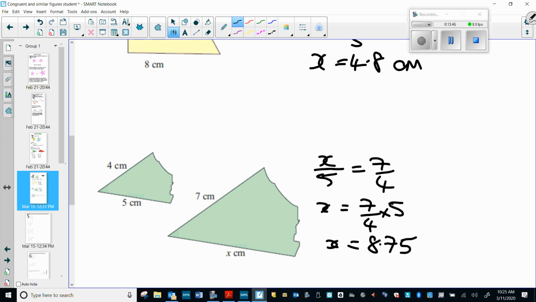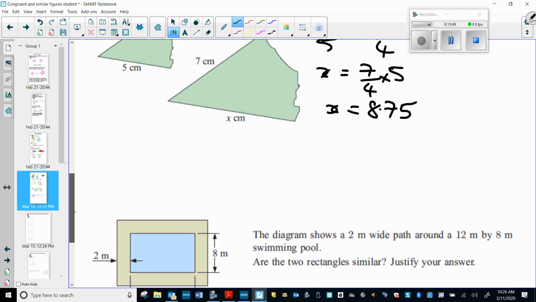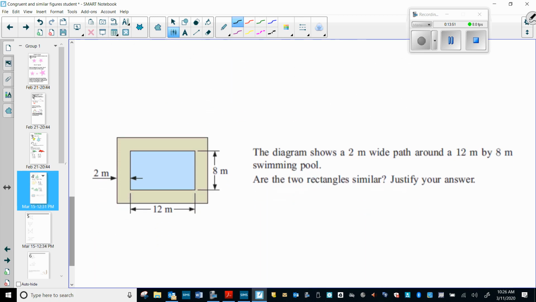Right, okay, the diagram shows a 2 metre wide path around a 12 by 8 swimming pool. Are the two rectangles similar? Justify your answer. These are becoming more and more common in your exam because they want you to think about things and explain things. They don't want you to just calculate something.